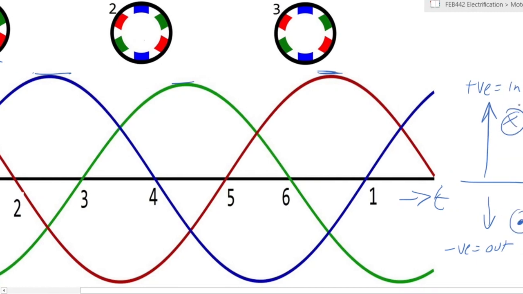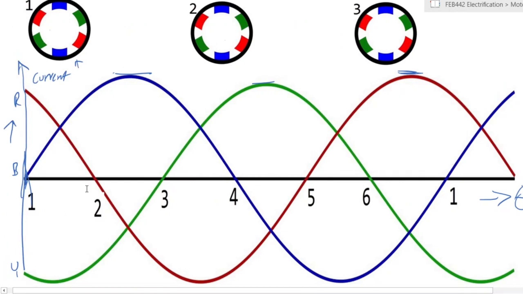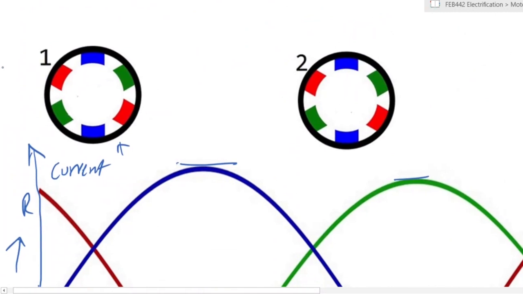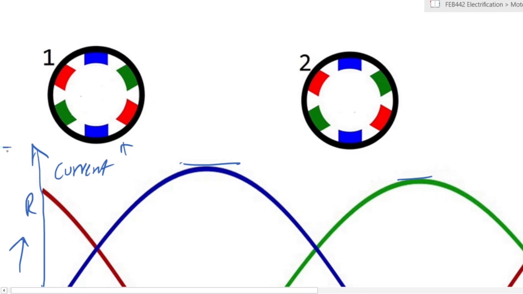I hope we can all see that. So in the case of instant number 1, let's zoom in a bit on instant number 1. So instant number 1 is here. Try and make it centralized. Okay. Instant number 1 is there. So now let's look at the currents that would be flowing in this particular instant, right? This is one cross section at time t equals 1.